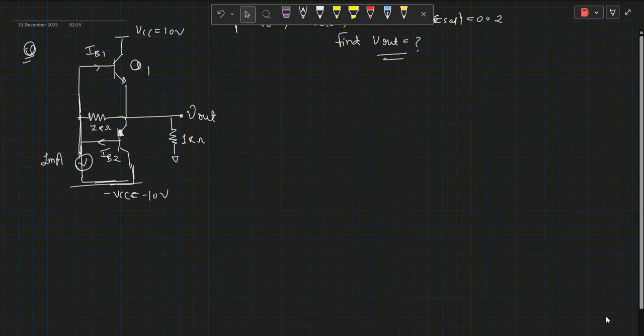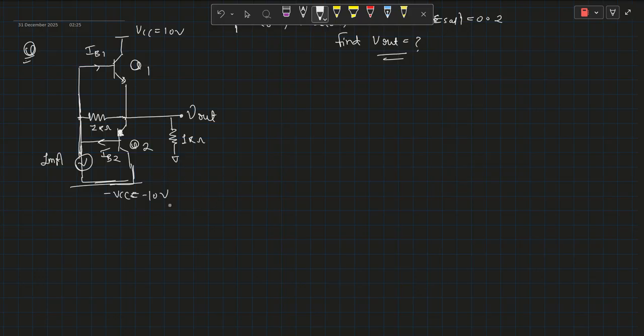So hello everyone, this is our question. First solve it by yourself and then come back to the solution. The main purpose of this question is to understand the region of operation of the transistors Q1 and Q2. It seems simple, but sometimes it's tricky for beginners.